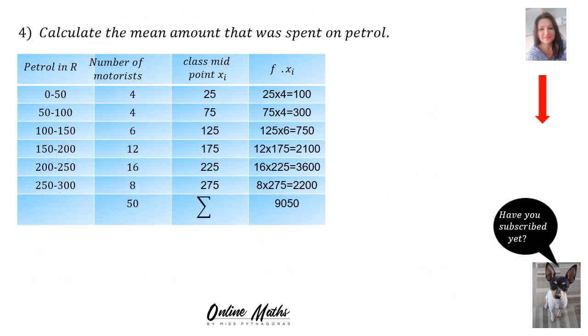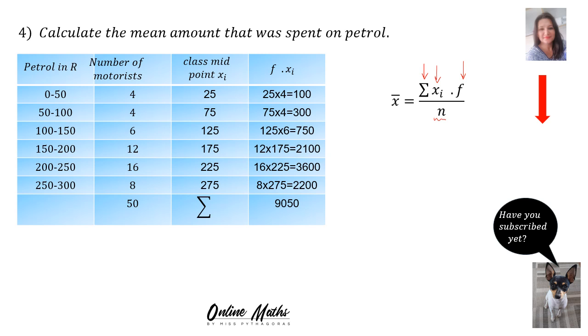Sometimes they also ask this question: calculate the mean amount that was spent on petrol. Now there's a little formula, and this one says X stripe, remember that's the symbol for the mean, is sigma, and sigma means the sum, of Xi, the class midpoint, times the frequency, divided by n, and n is your end value, the number of motorists.